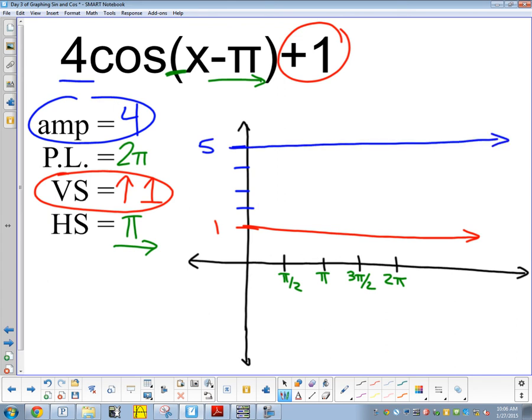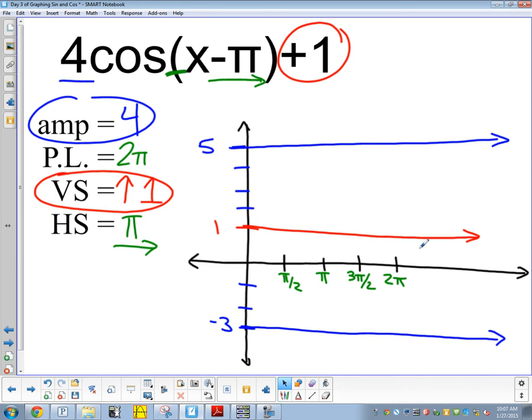If I go down 4 from 1, how low am I going to go? -3. It's like subtracting 4. 1 minus 4 gets you -3. So 0, 1, 2, 3. -3. Okay, I like to see those labels on it. That way I know what you're doing. Okay, we just marked our amplitude.